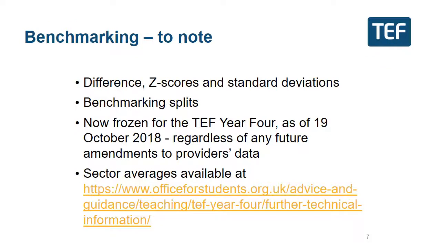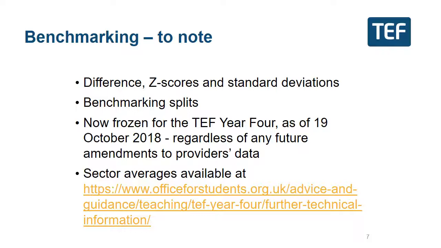Other things to note in terms of benchmarking: the difference between a benchmark and the indicator is very important, as are the Z-scores and standard deviations. I'll talk a little bit more about all of those in a minute. It's important to note as well that we have a benchmark for each split of a metric. When we calculate these, we only factor in the outcomes for students in that split. For example, there is a sex split, and when we calculate the benchmark for male students, we only include male students. Similarly, for the female split, we only include female students.